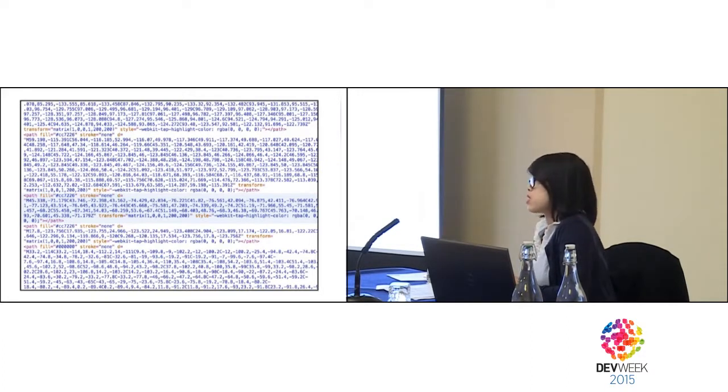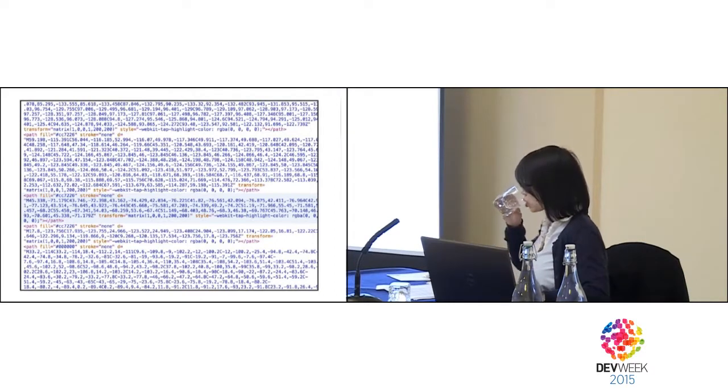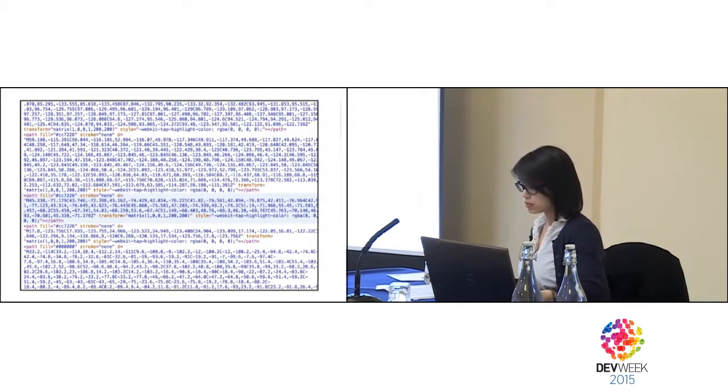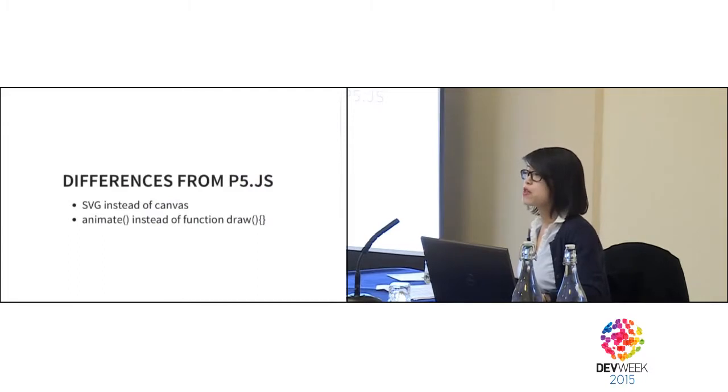I had a project in 2011 where I wanted to do dynamically generated bar graphs, and I so wanted to use the Canvas element, but we had to support IE6, so I just had to use Raphael.js and render a bunch of SVG elements. I mean, it did the job, but it wasn't as elegant as I wanted it to be. So, differences from p5.js: SVG, instead of using a Canvas element, uses an animate function instead of the draw function.